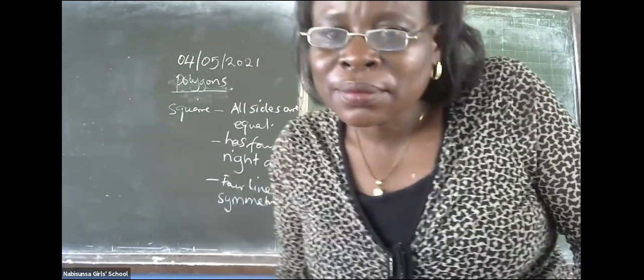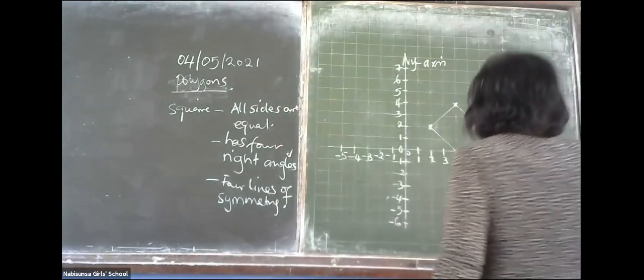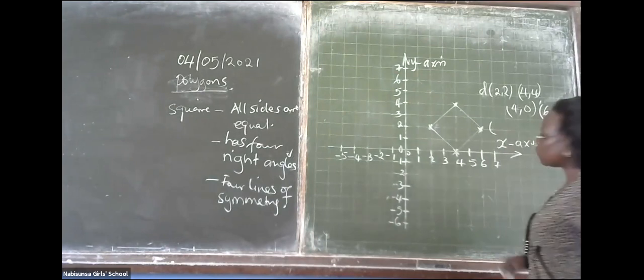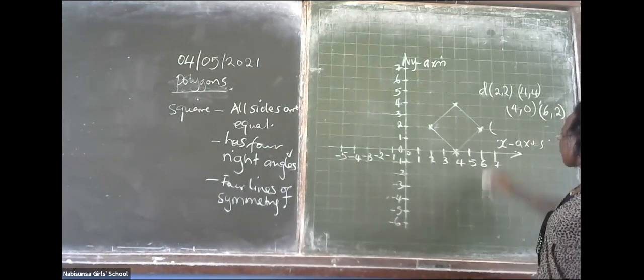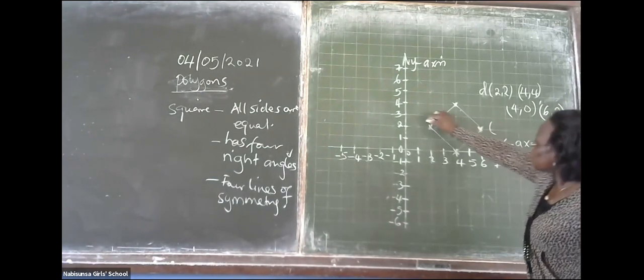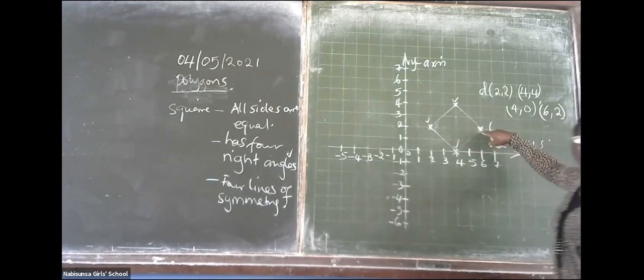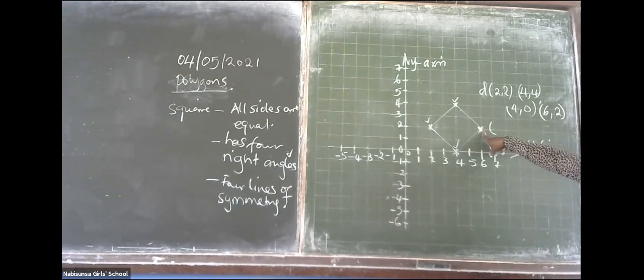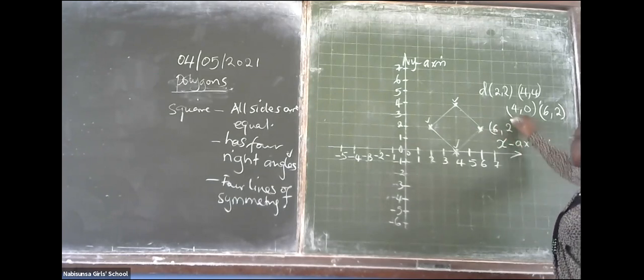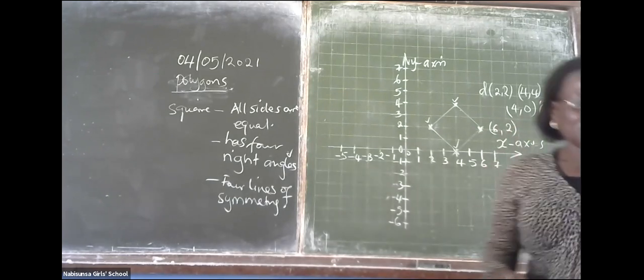Crystal, can you give us the coordinates of the missing point? We started with this point, this one, and that one. This was missing, but we have located it. Can you give us the coordinate? Teacher, 6, 2. It is 6, 2. Thank you very much.